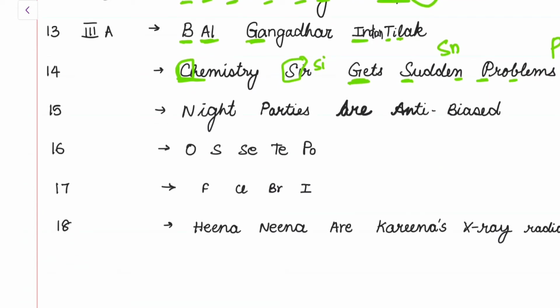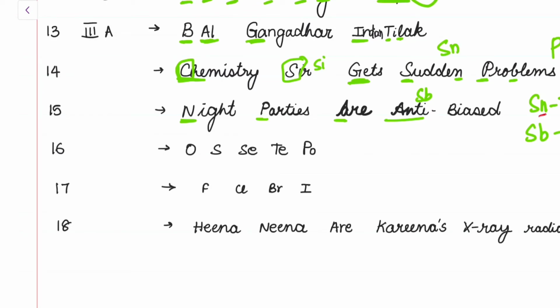Moving on to the 15th group of elements, night parties are anti-biased. Okay, I know this is strange, but yeah. So N for nitrogen, parties, P for phosphorus, A, so it's for arsenic. Night parties are anti, so anti is for antimony. Alright, so you should remember one thing, that Sn is for tin and Sb is for antimony. So how do you remember this? Again, tin, so Sn. Okay, so the other one would be for antimony.